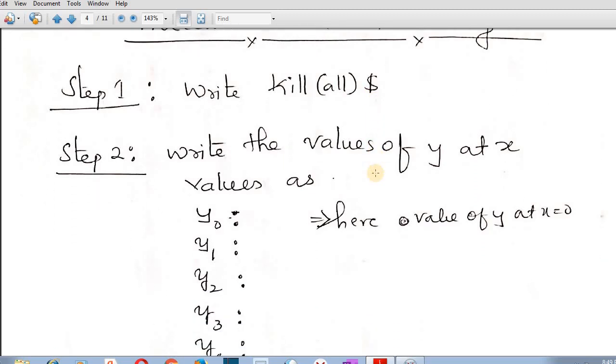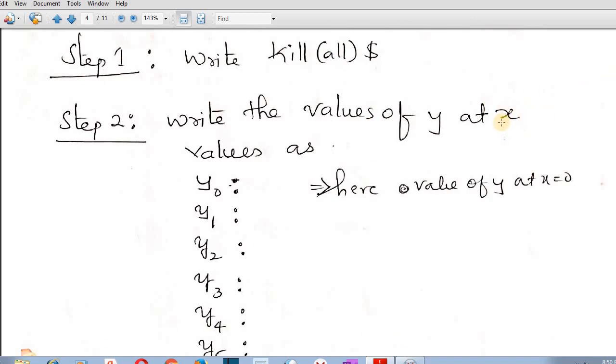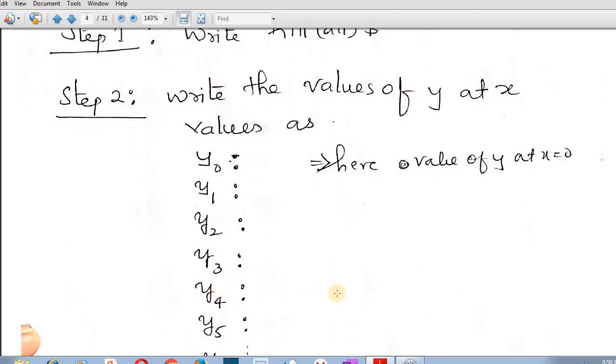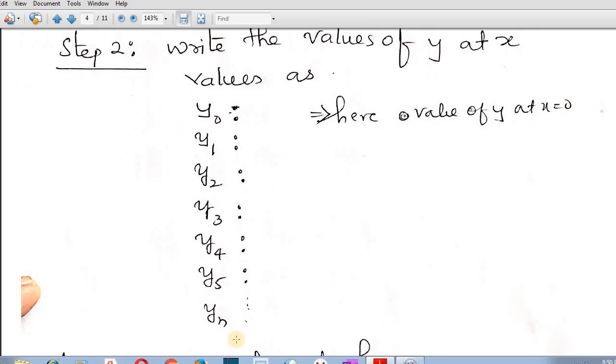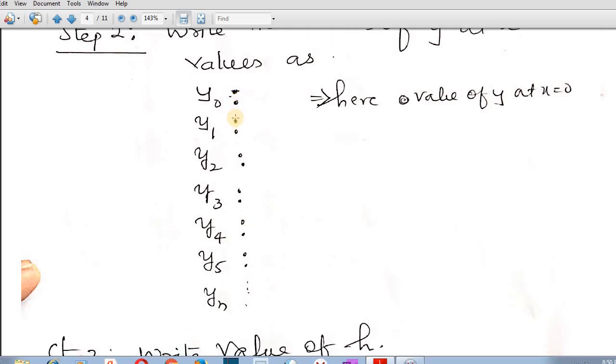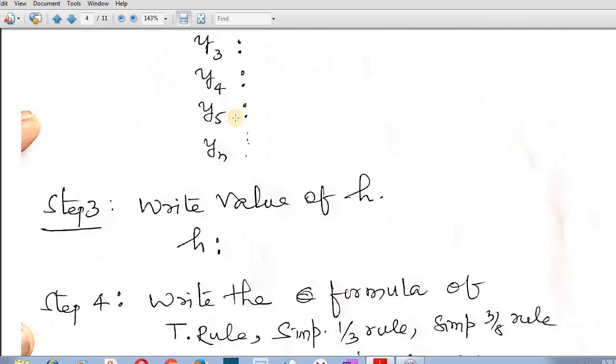Next we have to enter the values of y at x. So y0 is the value at x0, y1 is the value at x1, y2 is the value at x2, y3 is the value at x3, y4 is the value at x4. Like that we have to enter the values of y at particular values of x up to the complete table. The values are entered here by using the colon symbol.